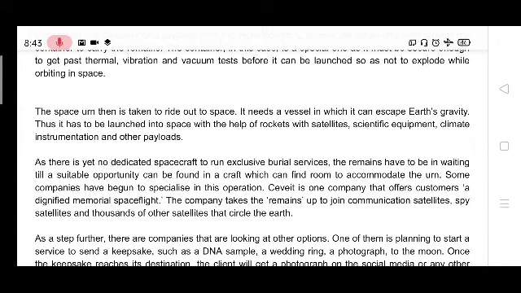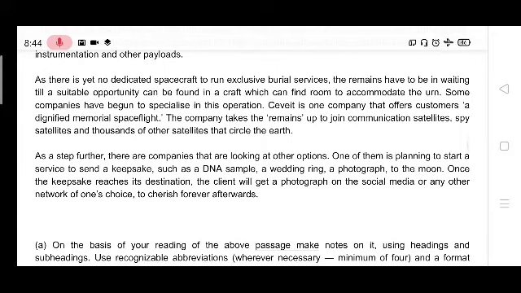The company takes the remains up to joint communication satellites, spy satellites, and thousands of other satellites that circle the Earth. As a step further, there are companies that are looking at other options. One of them is planning to start a service to send a keepsake such as a DNA sample, a wedding ring, or a photograph to the moon. Once the keepsake reaches its destination, the client will get a photograph on social media or any other network of one's choice to cherish forever afterwards.